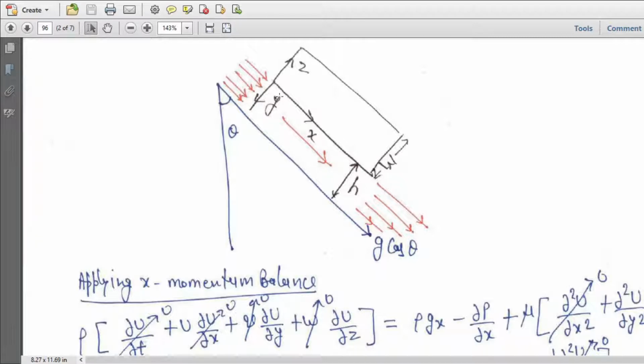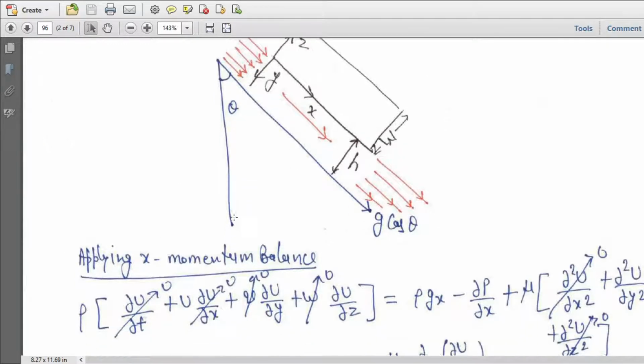The coordinate is chosen on the free surface of the film. So here is the origin on the top. The y coordinate is this side, z is in the direction of the width of the plate, and x is in the direction of the flow.